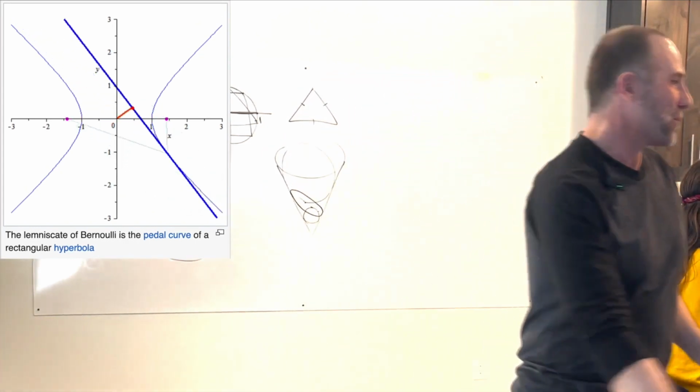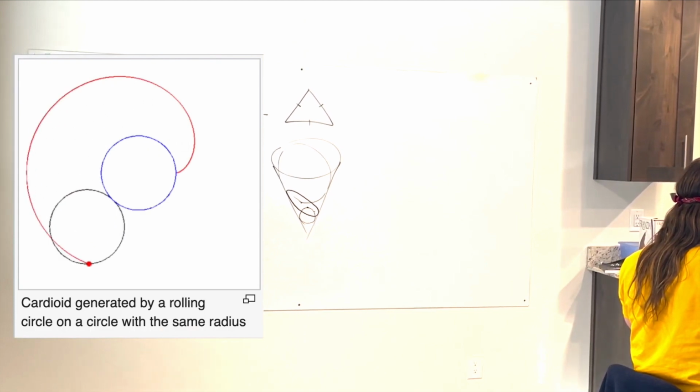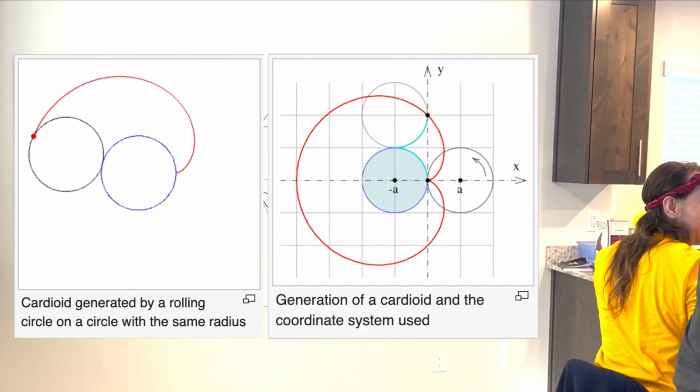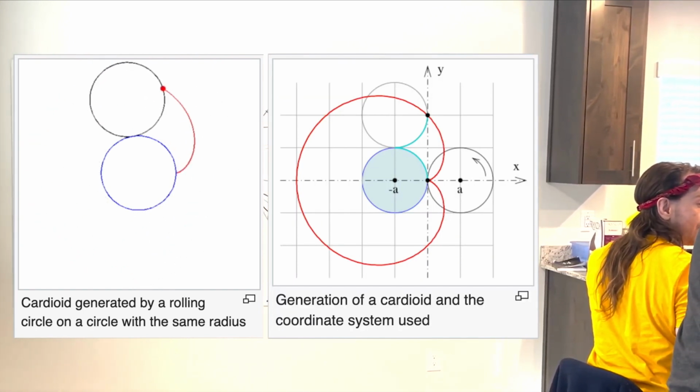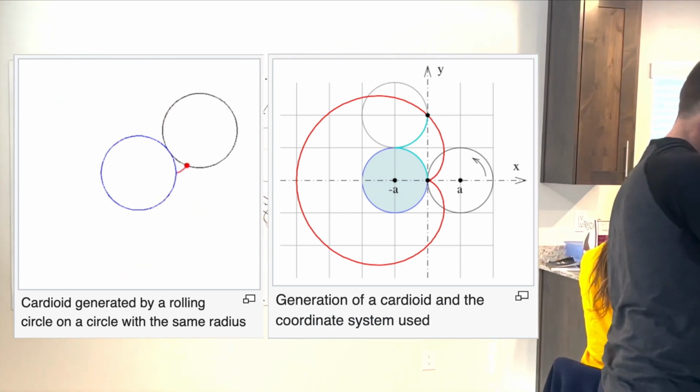Okay. Now, what about the cardioid? Does it relate to anything in this kind of geometry? Oh, I love it. Yep. When you have an equidistant circle tracing out on the outer boundary of another circle, after it goes a full 360 degrees around the inner circle, it will touch again.